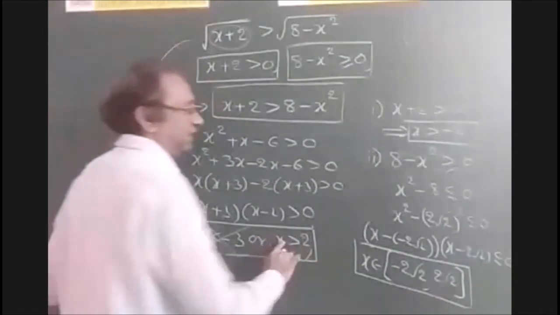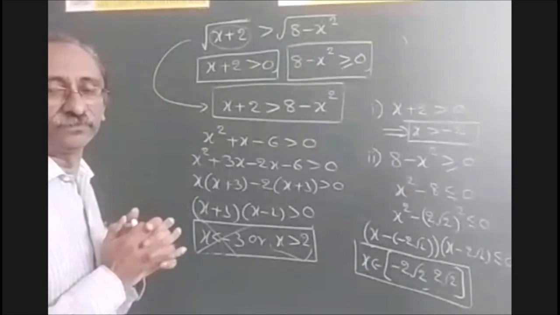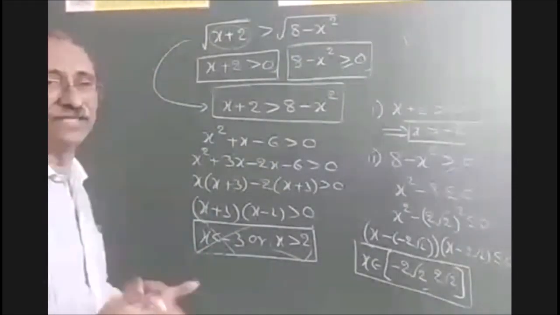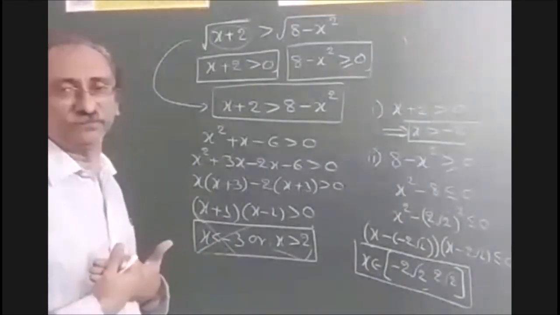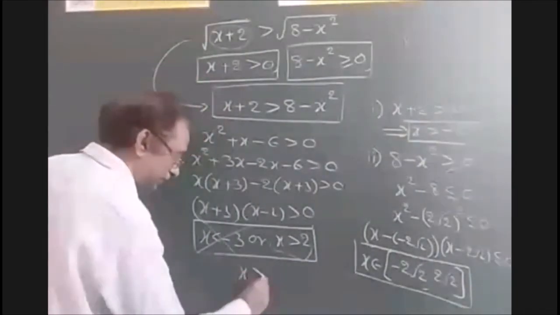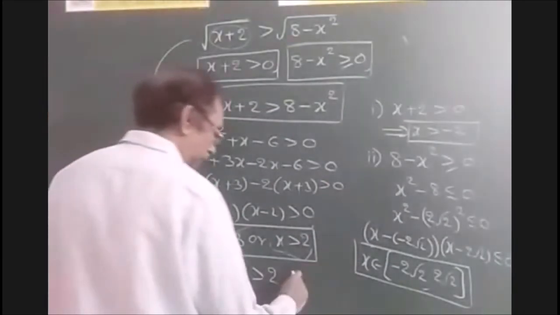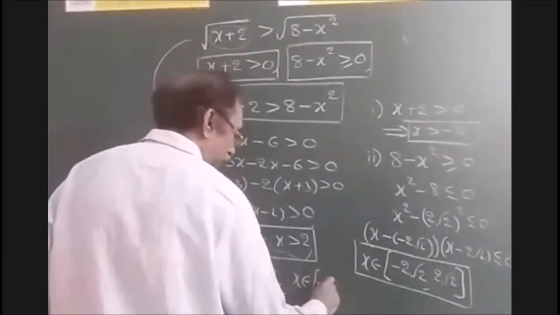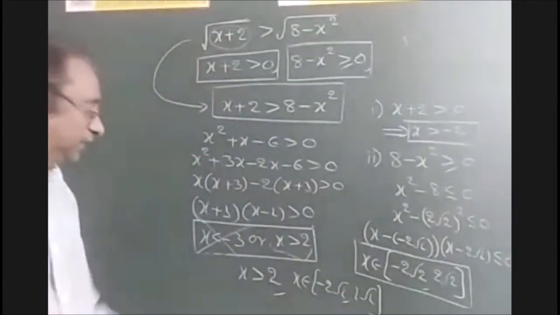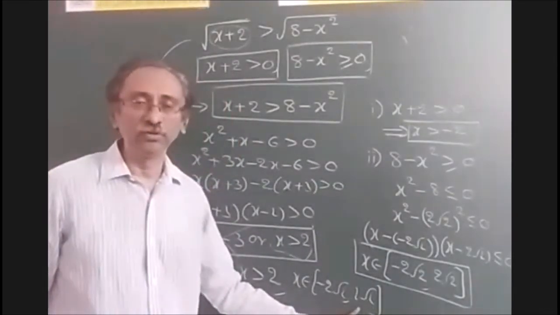And once again, x greater than 2, x greater than minus 2. And what is the common value? Suppose a person is elder than me and elder than you. That means it is enough to say he is elder to me. Therefore, x greater than 2 and x greater than minus 2 means the combined one is x greater than 2, and x belongs to minus 2 root 2 comma 2 root 2. See, 2 root 2 is definitely greater than 2. Therefore, the numbers greater than 2 and less than or equal to this number.